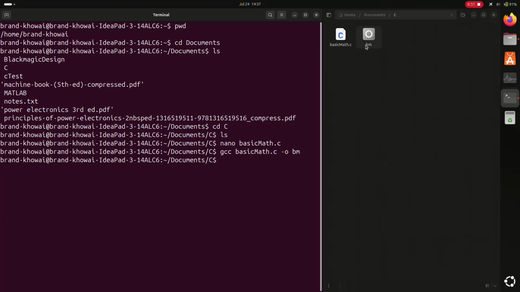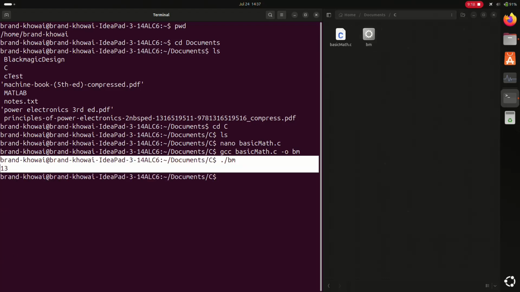Enter. You see here an executable file whose icon is like the settings icon on your phone. Now we have to get the output. How to get it? Dot, forward slash, and the name of the file that we just made. What is this? bm. So here it prints out 13.